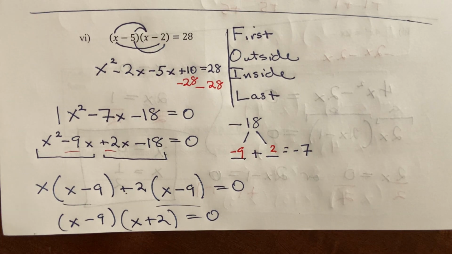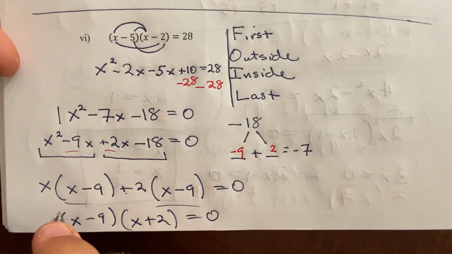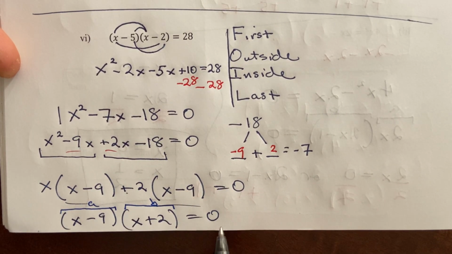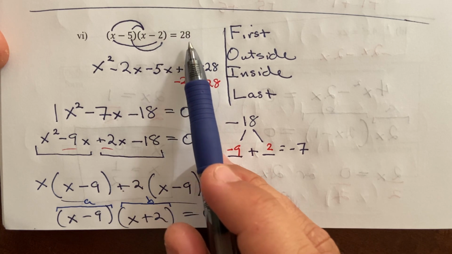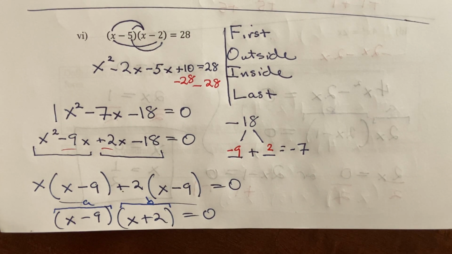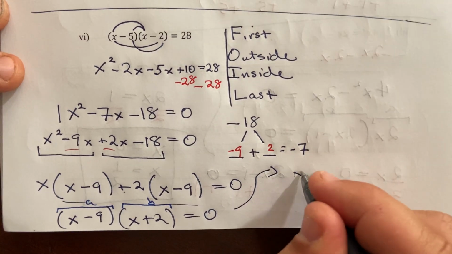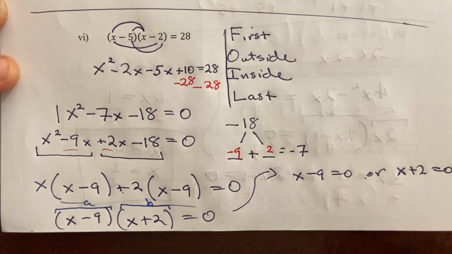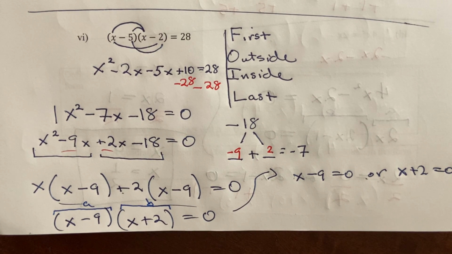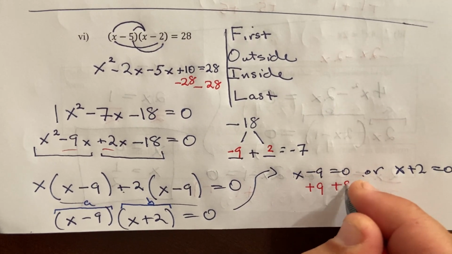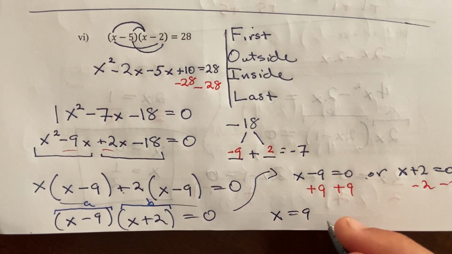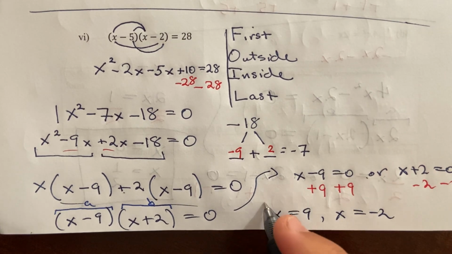And now finally we can use the zero product property. We have a product, right, where this is acting like A, and this is acting like B. And this is all equal to 0 now, not 28, right? So now I'll set x minus 9 equal to 0 or x plus 2 equal to 0. So add 9, subtract 2. So x equals 9, x equals negative 2.